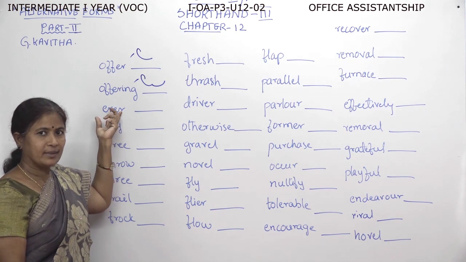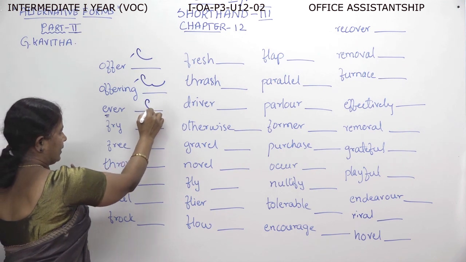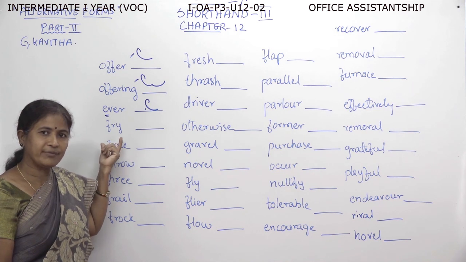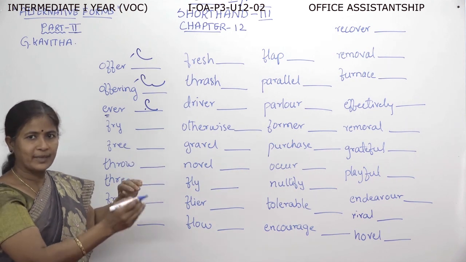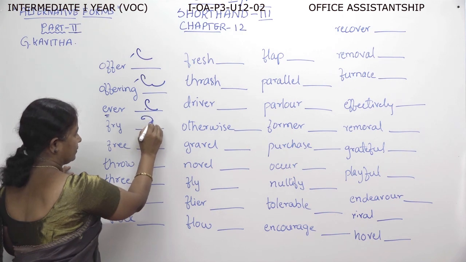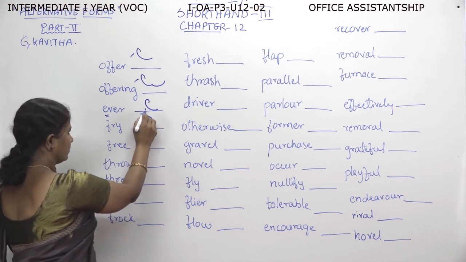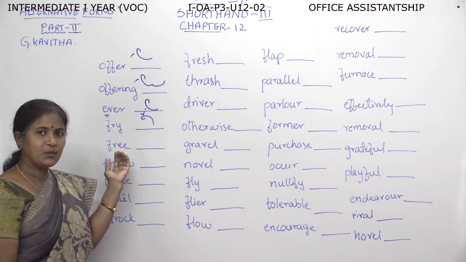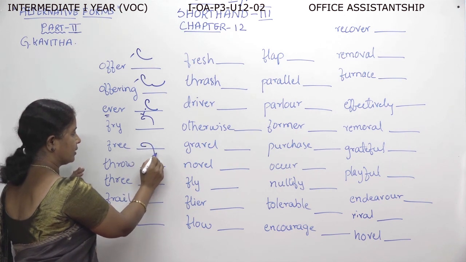Now ever. Ever: for is standing alone and the vowel is preceding, so ever. Fry. What's happening here? How do we write fry? For is standing alone, and the I diphthong is coming after for, so we use the right form. Standing alone and followed by a vowel, we use the right form. So right form of for and I diphthong. Fry. Free: for standing alone and the vowel is following, so we use right forms.